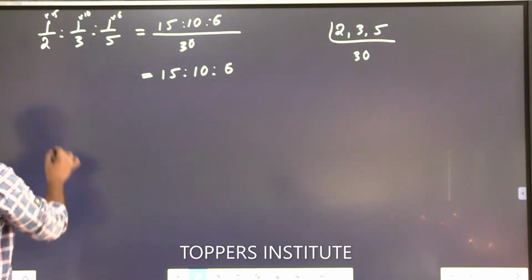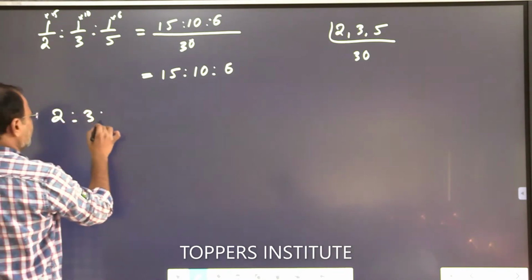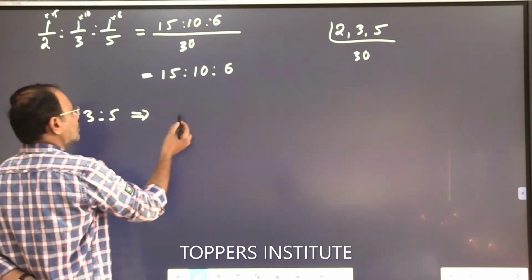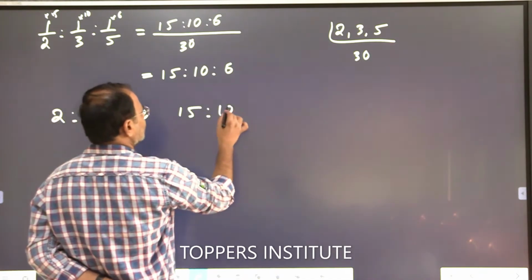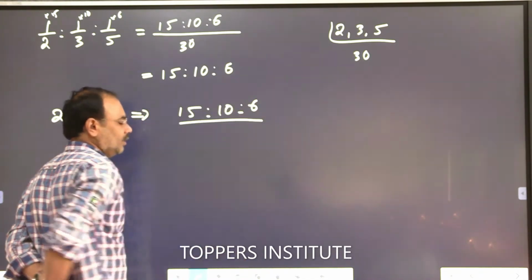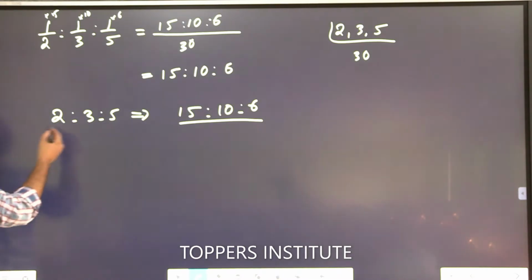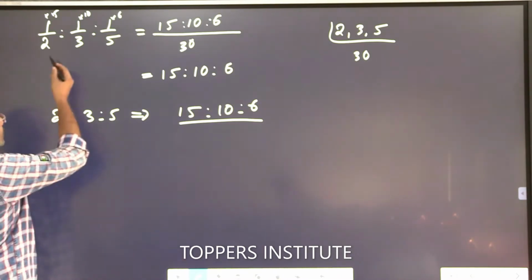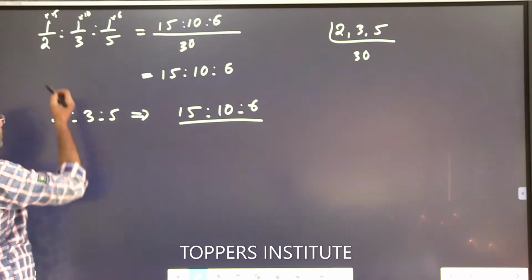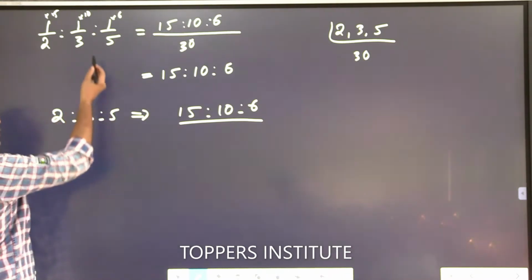So the inverse ratio of 2:3:5 is equal to what? 15:10:6. This is the answer. సో ఇది ఒక మెథడ్ మనకు. సో ఇచ్చినటువంటి రేషియోలో ఉన్నటువంటి టర్మ్స్కి ఇన్వర్స్ రాస్తాం. The inverse of 2 is 1/2, inverse of 3 is 1/3, inverse of 5 is 1/5.